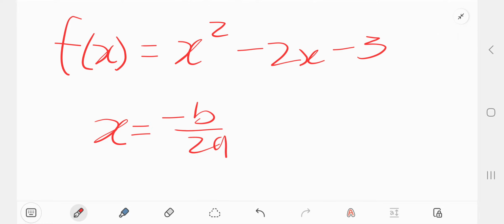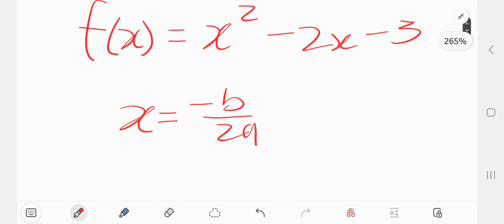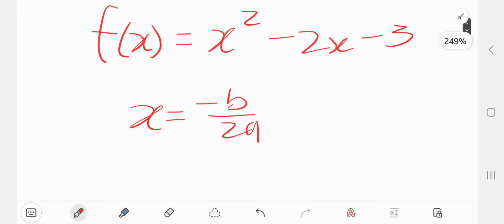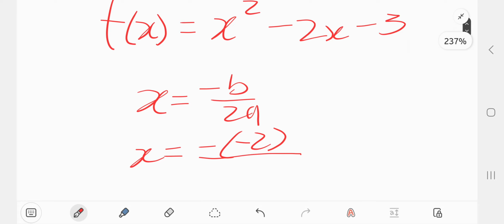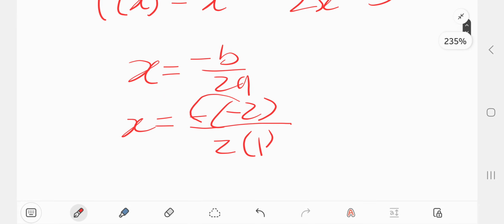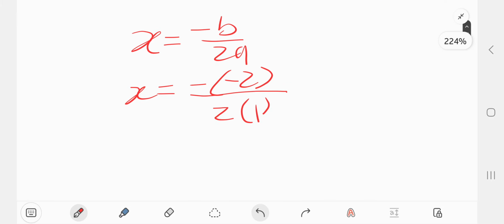This x equals minus b over 2a is a formula that we use to find the axis of symmetry, and by that we mean the x value of our turning point. So let's find the x value of our turning point and then replace it back into the formula to find the corresponding y value. So our b is negative 2, so x is equal to minus negative 2 all over 2 times a. In this case, it's 1. So this is going to give us positive 2 over positive 2, in which we get 1 indeed.